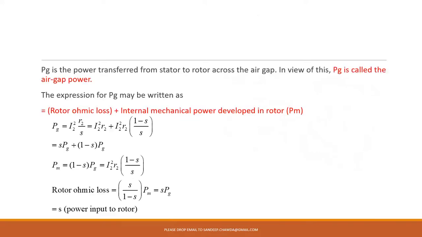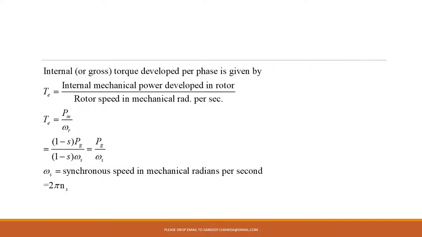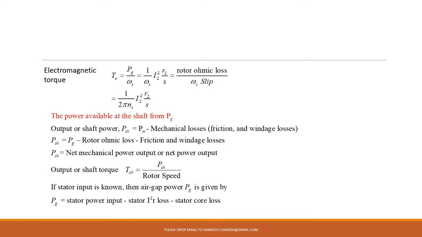We have seen the expression for air gap power in different forms. It can be expressed in terms of rotor ohmic loss, and in addition to rotor ohmic loss, it is going to include the mechanical power developed in the rotor. These are the expressions we have seen. We have also seen the electromagnetic torque, which is given by Pm upon omega r, or in case air gap power is given, it will be Pg upon omega s.